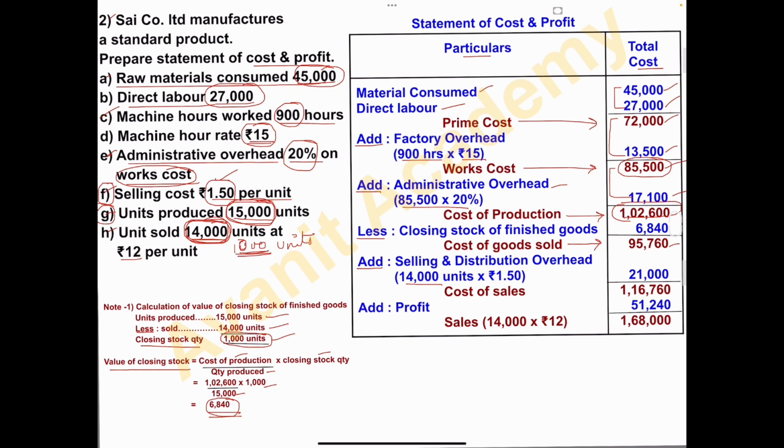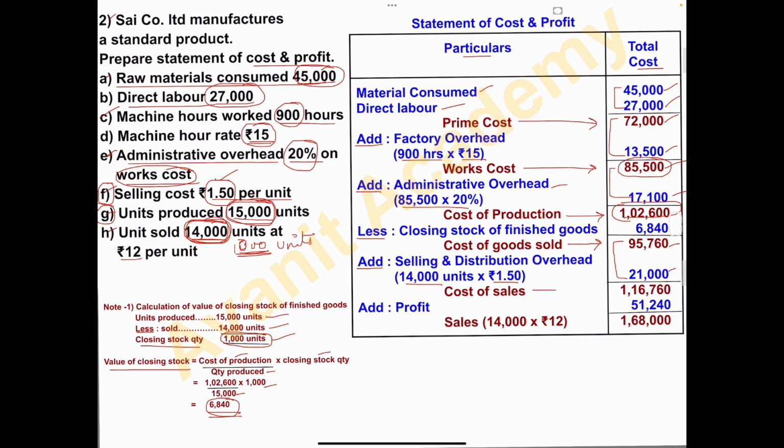On that we have to calculate this selling and distribution overhead. So number of units sold is 14,000 into rate per unit, the selling cost per unit, rupees 1.50. Multiply this 14,000 into 1.50 and the amount is 21,000. So the total selling and distribution overhead on these 14,000 units is 21,000. Add these two amounts. 95,760 plus 21,000, total is 1,16,760.